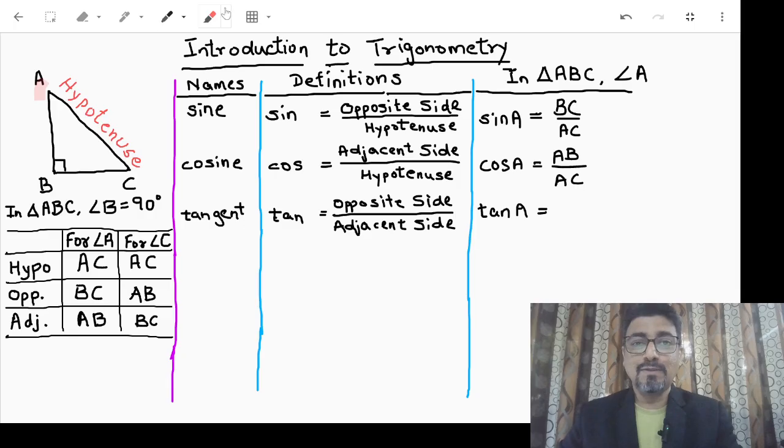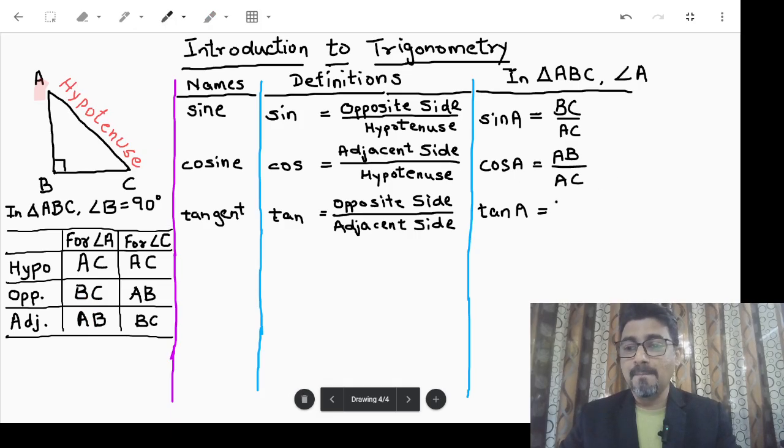The next trigonometric ratio is tan. I need to find tan A. What is tan A? Tan A's definition is opposite side upon adjacent side. For angle A, the opposite side is BC, adjacent side is AB. So tan A is going to be BC upon AB. Those were the three trigonometric ratios for angle A, the first three trigonometric ratios.